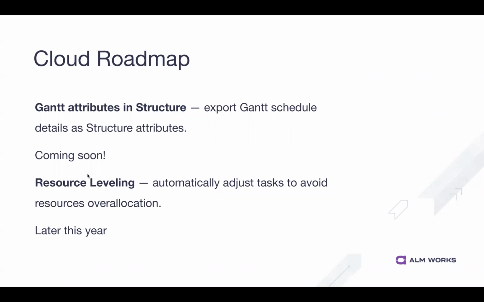And then resource leveling. Resource leveling is an automated way of dealing with those over allocations on the chart. That will be coming later this year.